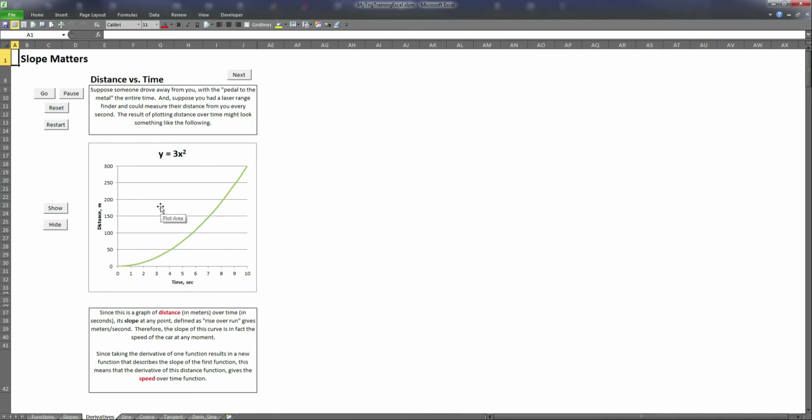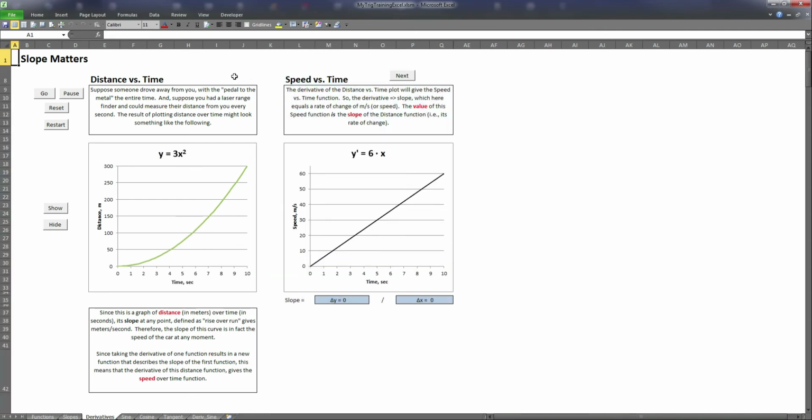Well, it's interesting because in calculus with the derivative, you can take this function right here, this expression of this function, and you can take a derivative of it, and you can calculate what the new curve will be that represents the slope of this curve. So let's take a look at that.